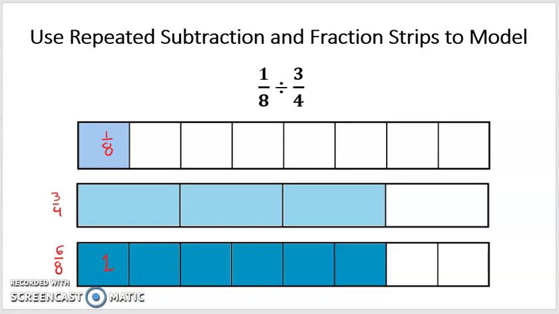That portion of the 3/4 can be subtracted from 1/8. Well, that portion of the 3/4 is 1 out of 6 of these pieces. So 1/8 divided by 3/4 equals 1/6. I can subtract 1/6 of a 3/4 from 1/8.